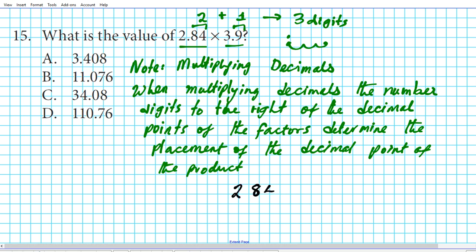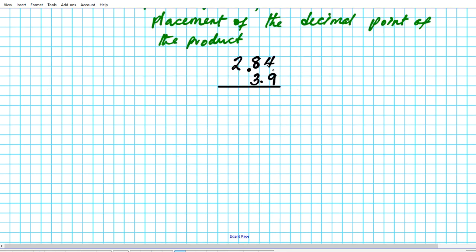We have 2.84, and then 3.9. Notice the orientation of the decimal point does not really matter here. Just align the numbers in this format where the rightmost digit of both factors align vertically like this, 9 and 4. So let's go ahead and multiply. Now, when you're multiplying, imagine as though these decimal points were absent. Think about multiplying 284 and 39, and then we'll deal with the placement of the decimal point later on by using the fact that we just noted.